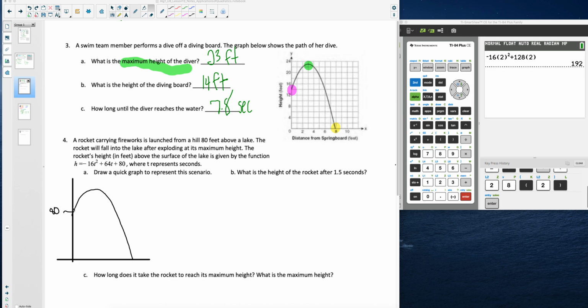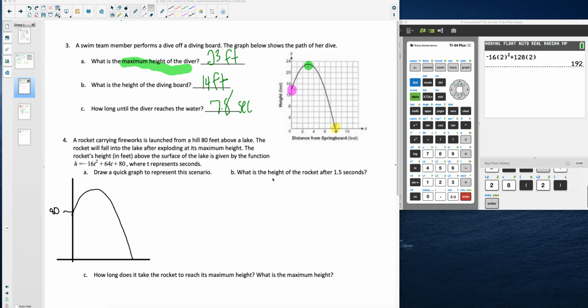But here we have, it launches from a hill 80 feet above the lake. I marked that right here as 80. It goes up and explodes at its maximum height, and then it falls to the lake down here. So that's just a sketch of what we can see.